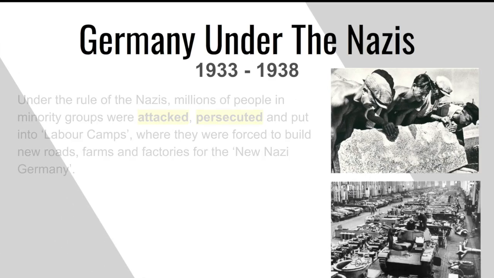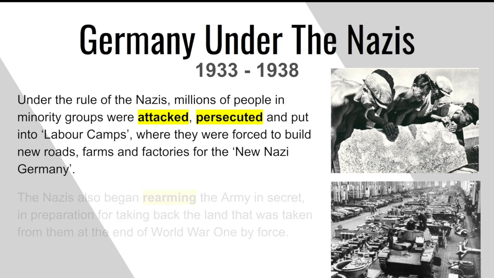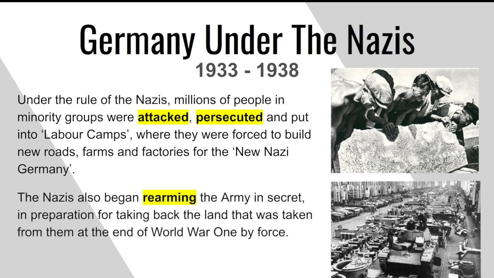Under the rule of the Nazis, millions of people in Germany, especially those in minority groups, were attacked, persecuted and put into things called labour camps, where they were forced to build new roads, farms and factories for the new Nazi Germany. The Nazis also began rearming the army in secret in preparation for taking back the land that was taken from them at the end of World War I by force.